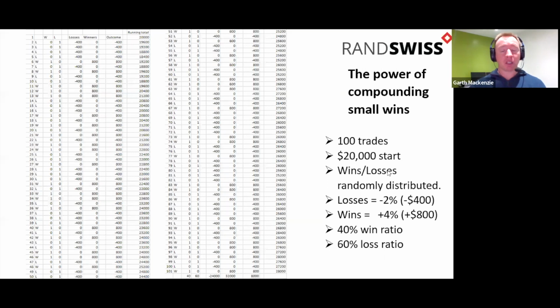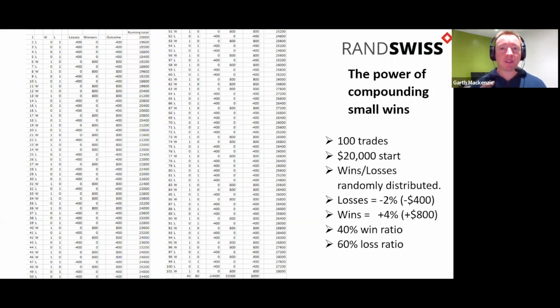The wins and losses that I've put into the spreadsheet are randomly distributed, right? So it's not win, loss, win, loss, win, loss, because that's not how the market works, unfortunately. The market tends to cluster. So you'll find you have win, win, win, win, lose, lose, lose, lose, lose, win, lose, win, lose, win, win, win, lose, lose, lose, lose, etc.